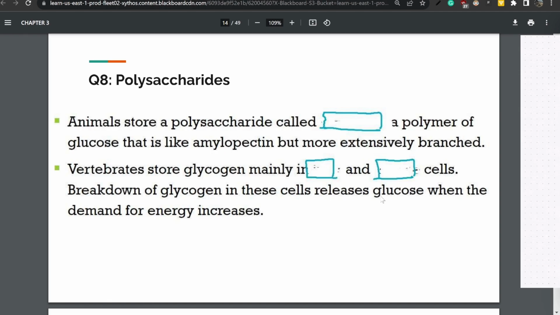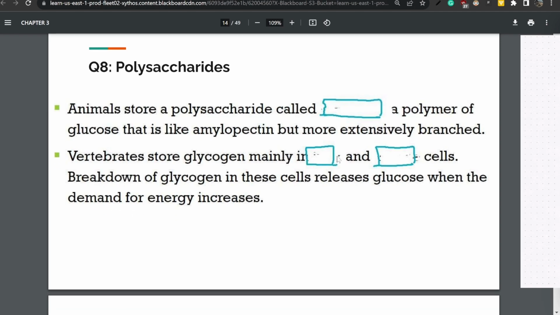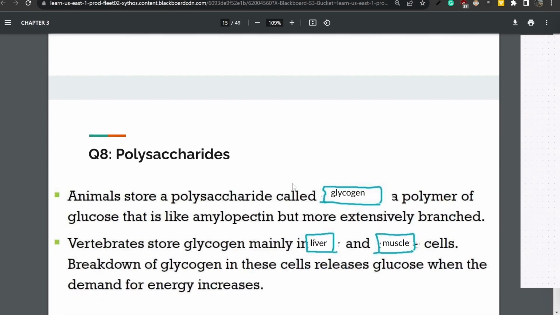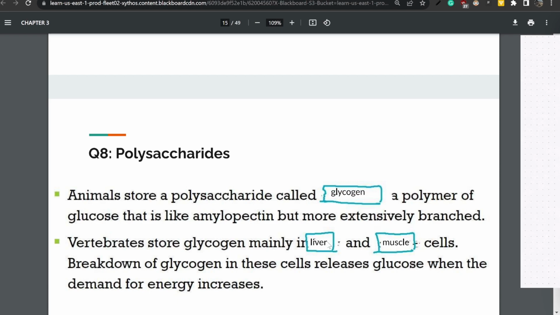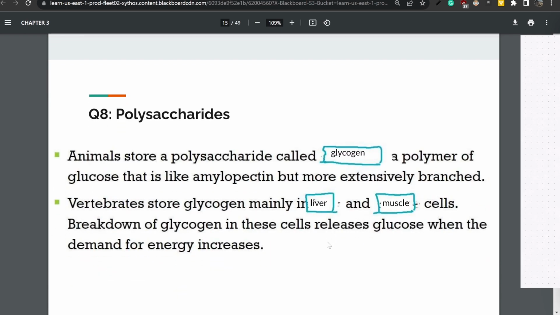This is a glucagon, no. Glucagon really breaks down that stored energy for the organism itself. I don't know this blank, so let's just go. Liver and muscle cells. And this energy release. Okay.